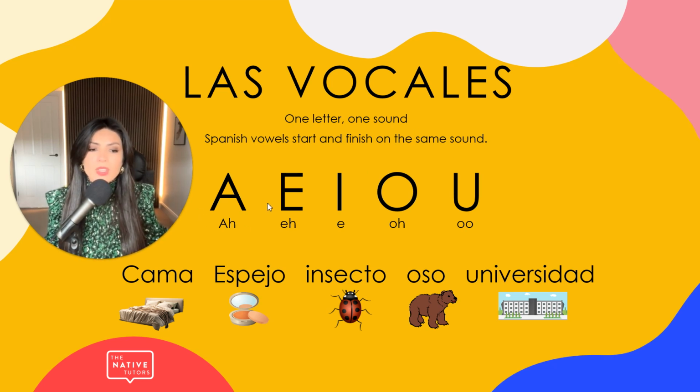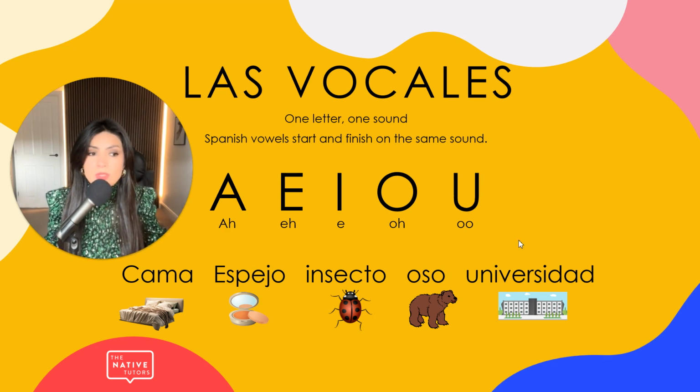For example, and at home, I want you to repeat with me. When you pronounce the letter A, it will always sound the same, and it will be like this. A. A. So one sound and just one short sound, and it will always sound the same. A. E. I, O, U.